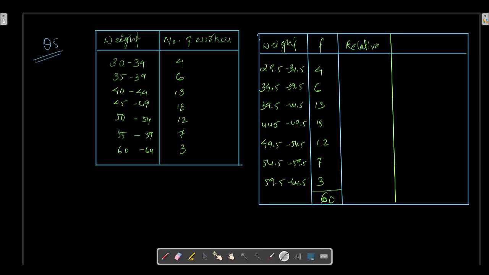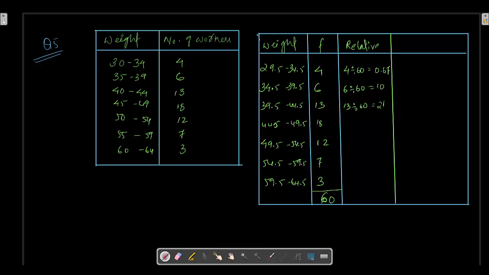In relative, you see 4 here, the first frequency. You have to divide 4 by 60. 4 divided by 60, you'll get 0.666, so you can write it as 0.67. Then 6 divided by 60, you should get 0.1. 13 divided by 60. Please calculate all of it.